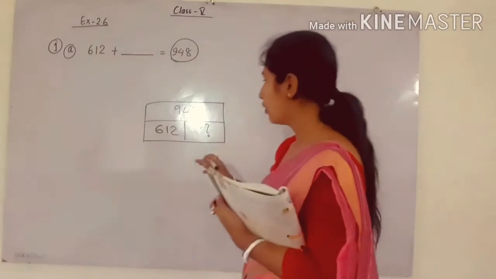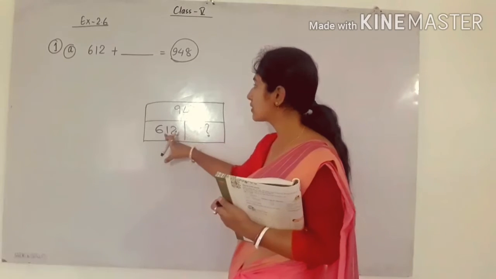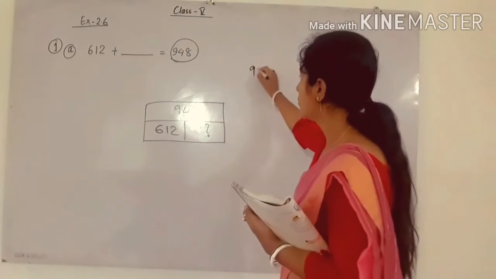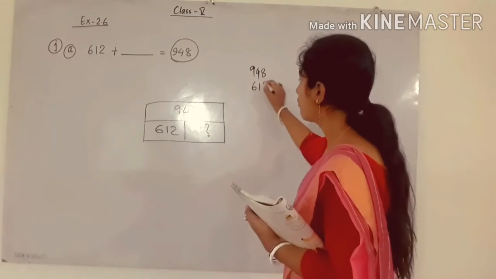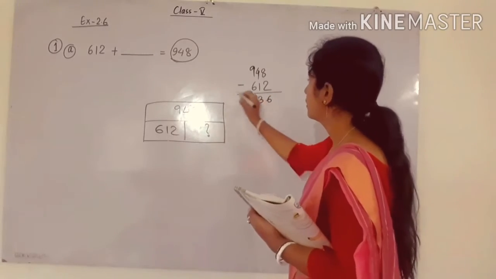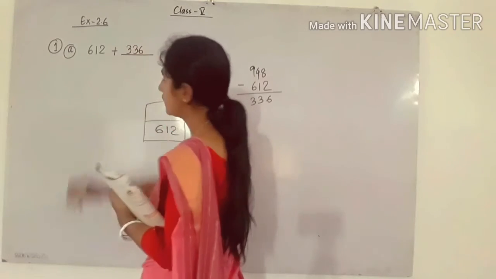So as you all know, what you have to do? You have to do subtraction here. So you have to subtract 612 from 948 to get this answer. So easily you can do. Use your rough copy to get the answer. This will be 336. So the answer is 336.